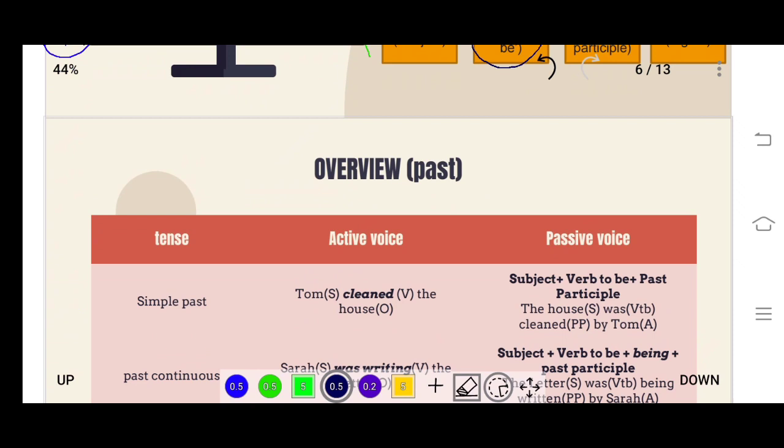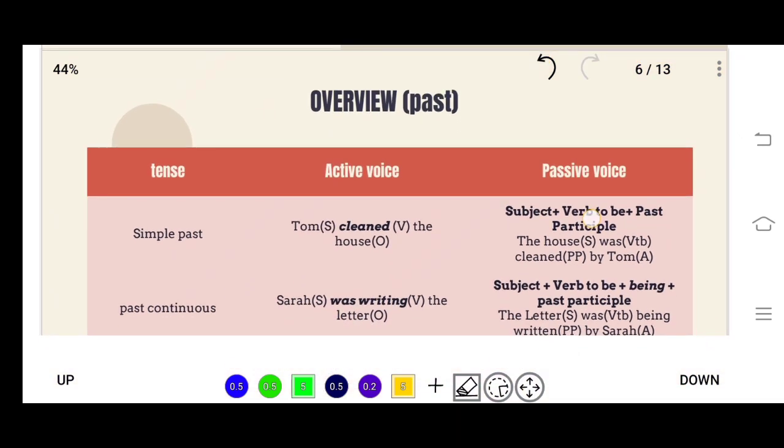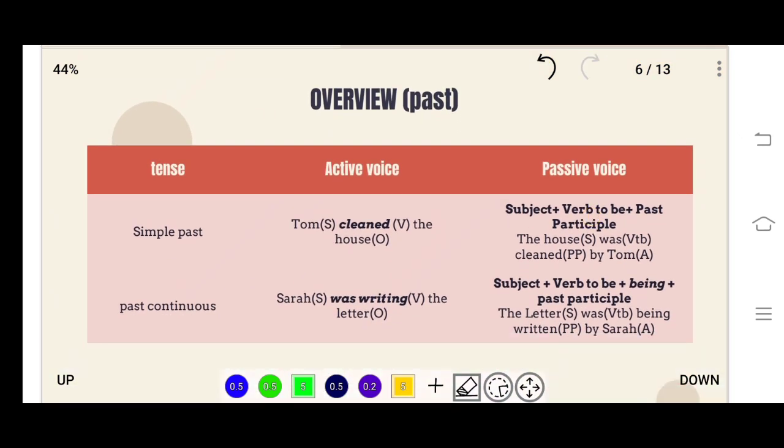Let us see the overview for the past tense, starting with the simple past, and how to change from active voice to passive voice. In the simple past, the active voice is Tom, which is the subject, cleaned, the verb, and the house, which is the object. The formula for the simple past is here.